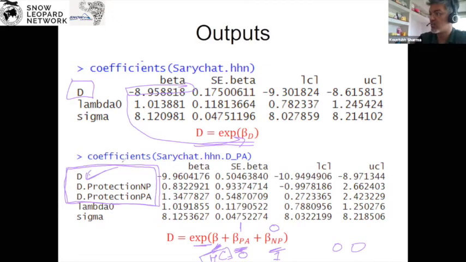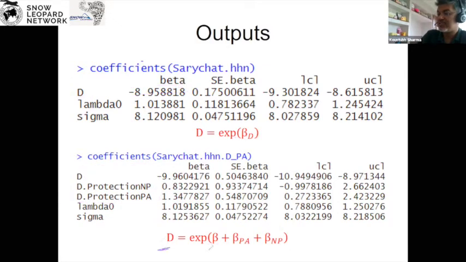Now in this case, the density is a function of some constant, which means that if both of them are 0, then the density would be this much. If it is not a PA, not an unprotected area, then it is automatically going to be a hunting concession. If it is a protected area, then the value would be a sum of these two, because the third one will be 0. In fact, I have an example where I'm doing this.